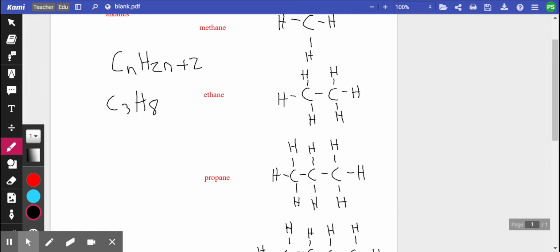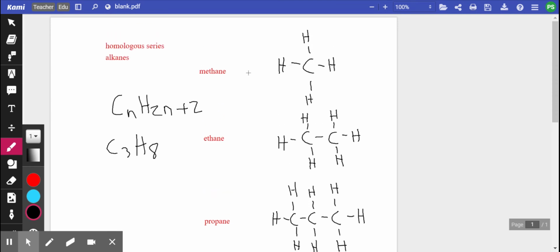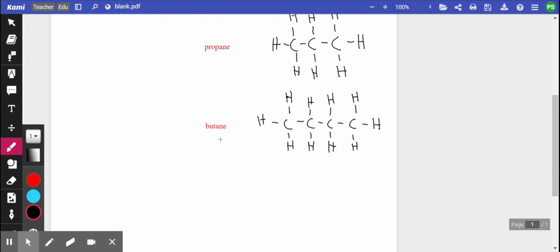Now, let's look at some physical properties before we move on to chemical properties. As you go down this homologous series, there is a trend in boiling points. So from methane, let's say, all the way down to butane, what happens is there is an increase in the boiling points. Now, if you have done the bonding topic, then you will be familiar with the term intermolecular forces.